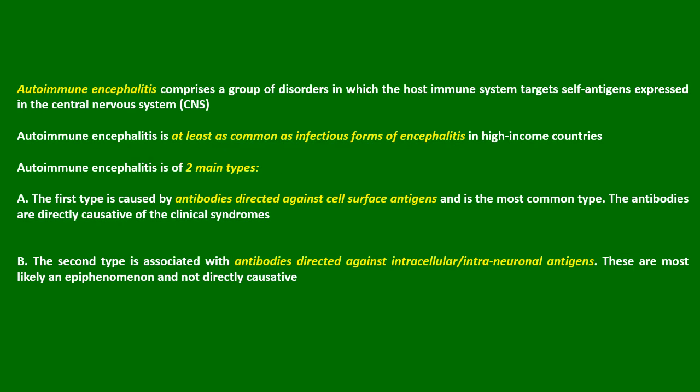Autoimmune encephalitis comprises a group of disorders in which the host immune system targets self-antigens expressed in the central nervous system. Autoimmune encephalitis is at least as common as infectious forms of encephalitis in high-income countries. It is of two main types.